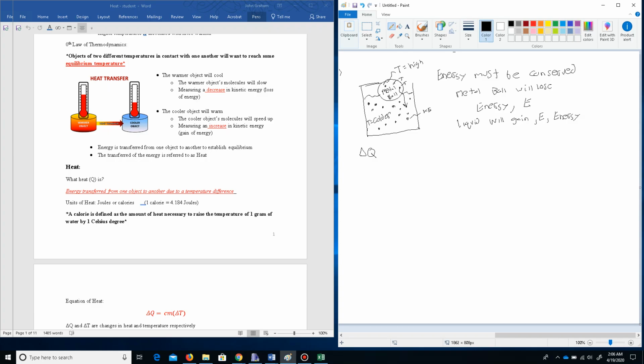And so it's just a change in energy, so it's going to be given in joules. We also give it in calories. 1 calorie is equal to 4.184 joules. This is more chemistry, but is another unit that you may see. A calorie is defined as the amount of heat necessary to raise the temperature of 1 gram of water by 1 Celsius degree. So 4.184 joules is the amount of energy to do the same thing.